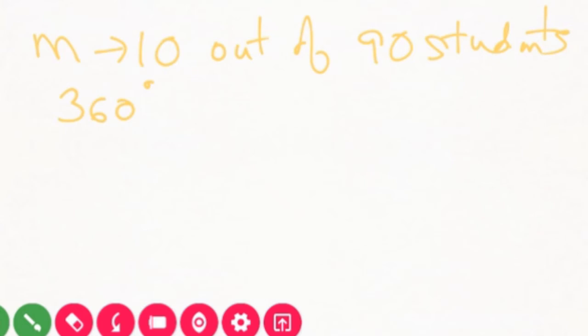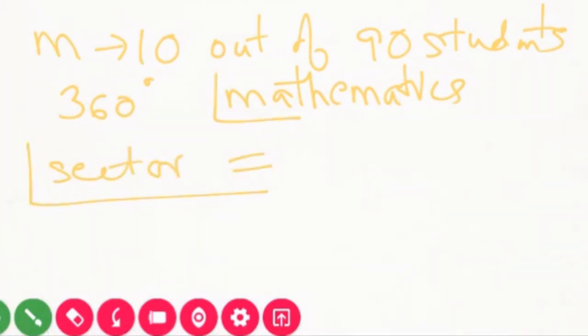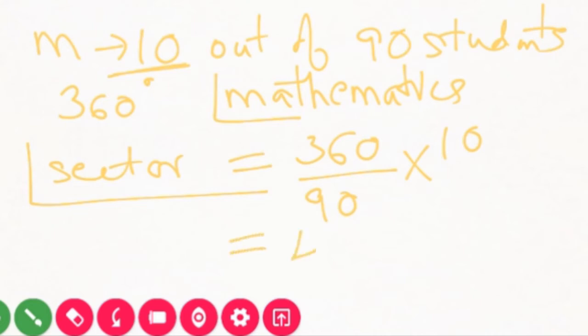Now what we need to find out is the angle corresponding to students who are interested in mathematics. Then the angle of the sector becomes 360 divided by the total value. What is the total value here? It is 90, into how many members are there? A total of 10 members. Then after solving, what value are we going to get? We are going to get 40 degrees.